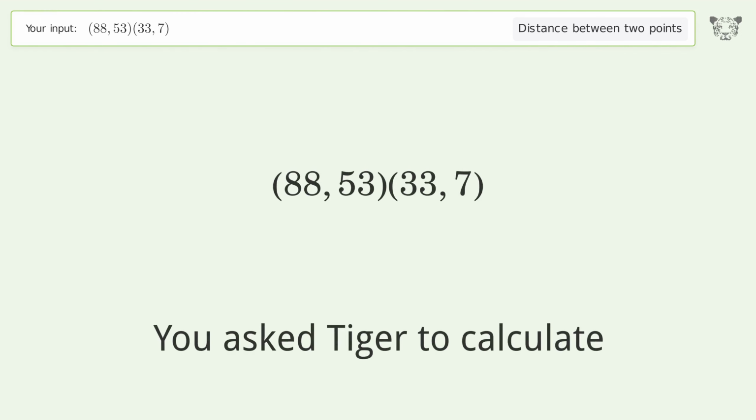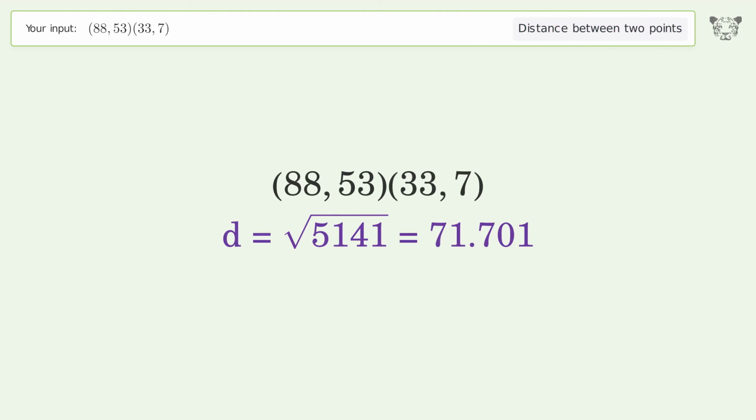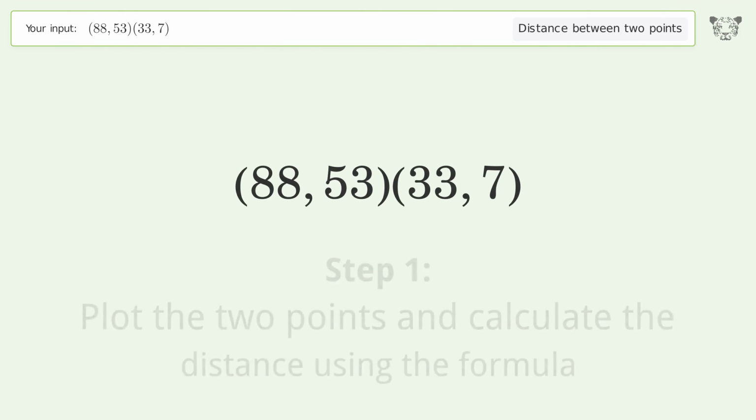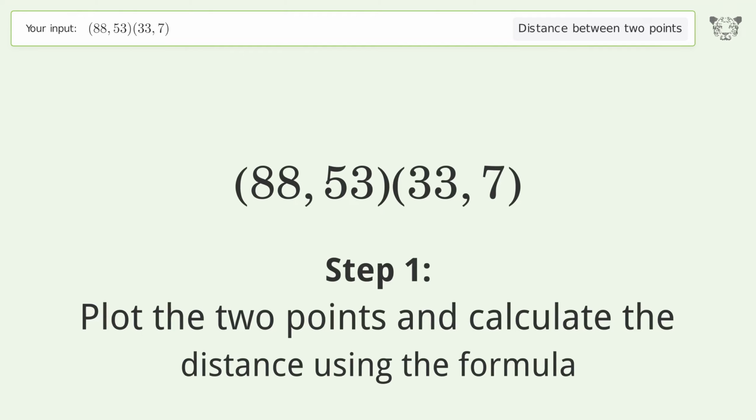You ask Tiger to calculate. This deals with the distance between 2 points. The distance between the 2 points is the square root of 5,141, or 71.701. Let's solve it step by step. Plot the 2 points and calculate the distance using the formula.